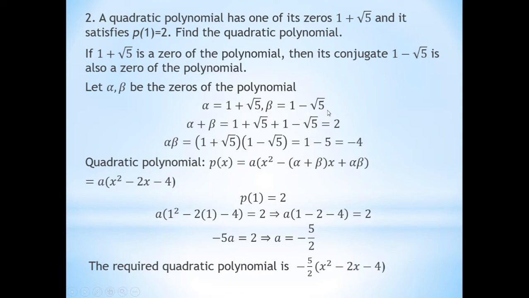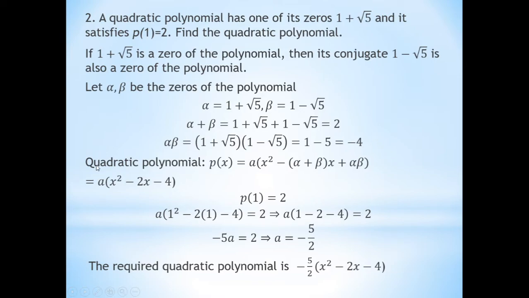Now we have to find the sum and the product. So alpha plus beta is 1 plus root 5 plus 1 minus root 5. So root 5 and minus root 5 cancel. So 1 plus 1 is equal to 2. Now the product of the zeros. So alpha into beta, which is equal to 1 plus root 5 into 1 minus root 5. Just look at these factors. It looks like the a plus b into a minus b formula, which gives a square minus b square. What is a? 1. So 1 square is 1, minus, what is b? Root 5. So root 5 the whole square is what? 5. So 1 minus 5, which is equal to minus 4.